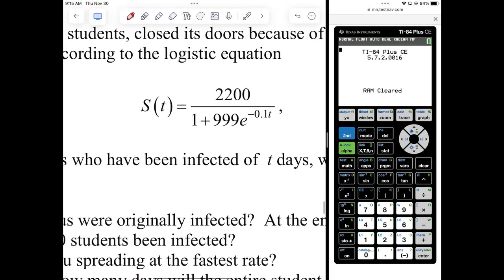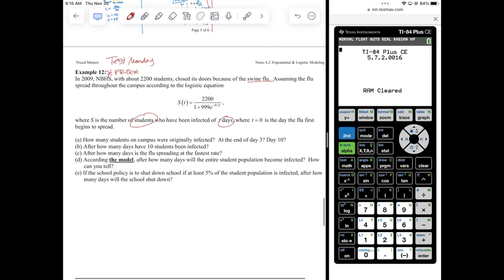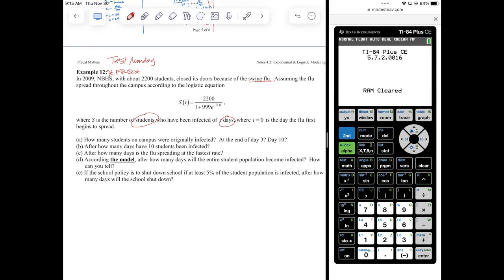So here's a logistic equation that kind of modeled the spread of swine flu. S of t equals 2,200. That's our limited growth. That's the student population. Over 1 plus 999 e to the negative 0.1 t. Okay, so that's your logistic equation. S is the number of students that have been infected after t days. So we have units of students and days. T equals 0 is the day the first flu begins to spread.